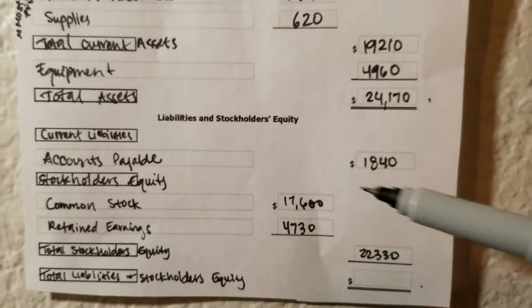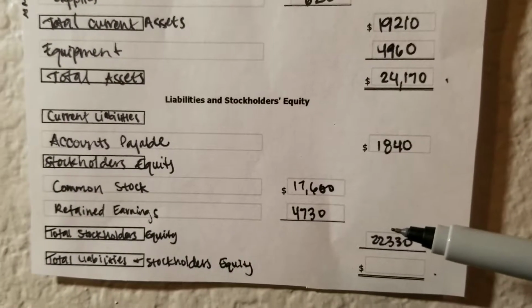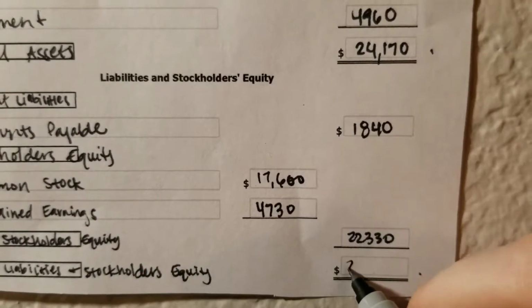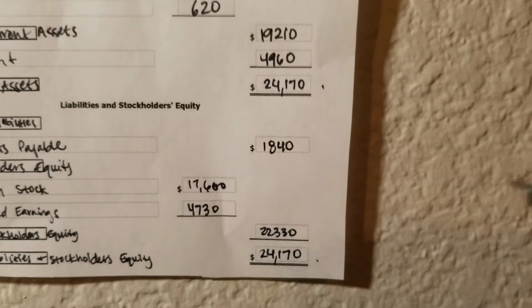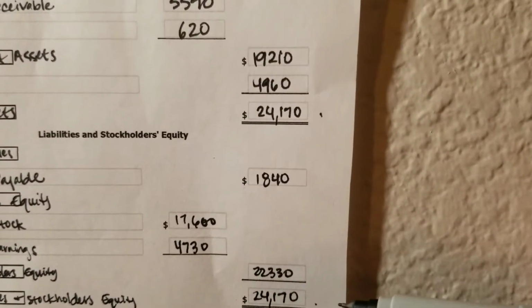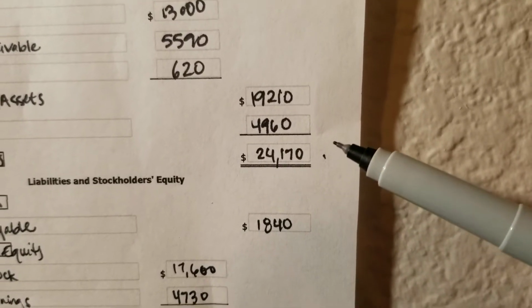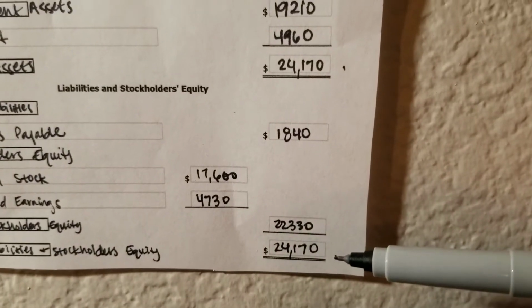So now that we have our liabilities and then our stockholders' equity added up, we have total liabilities and stockholders' equity, which is equal to $24,170. Now remember, this is a balance sheet, and so we have our assets at $24,170 and our liabilities and equity at $24,170, and it balances out.